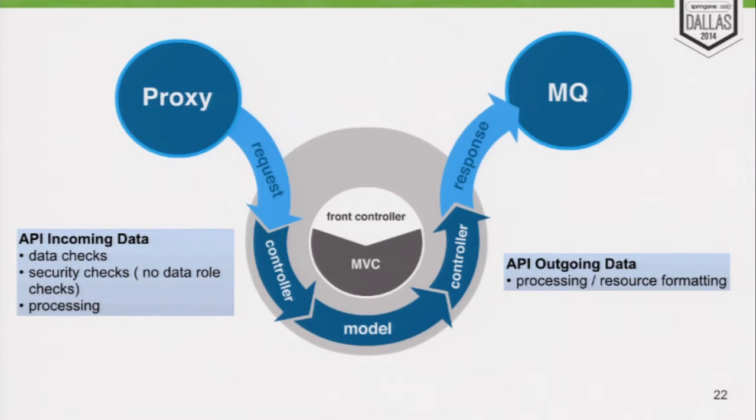What we can do is, right now, as it exists, everybody is doing this, where we have, excuse me, I'm just using a proxy and a message queue because I'm not going to put in all the tooling. What everybody's doing is that they're using an API gateway. The request comes in, hits the controller, does data checks, security checks, processing, makes a call to the model, sends it back to the controller, and the controller sends the response out to response tooling. Whereas the controller on the other side does processing and response formatting.